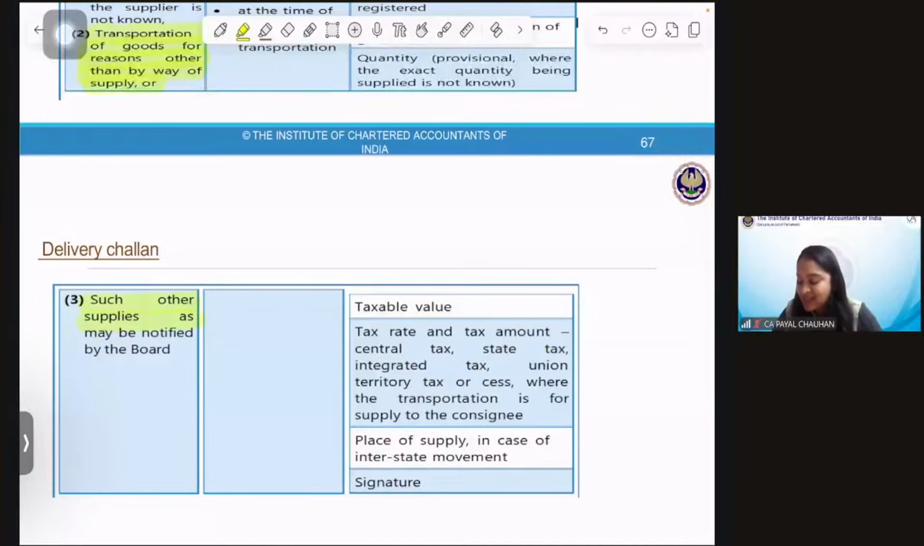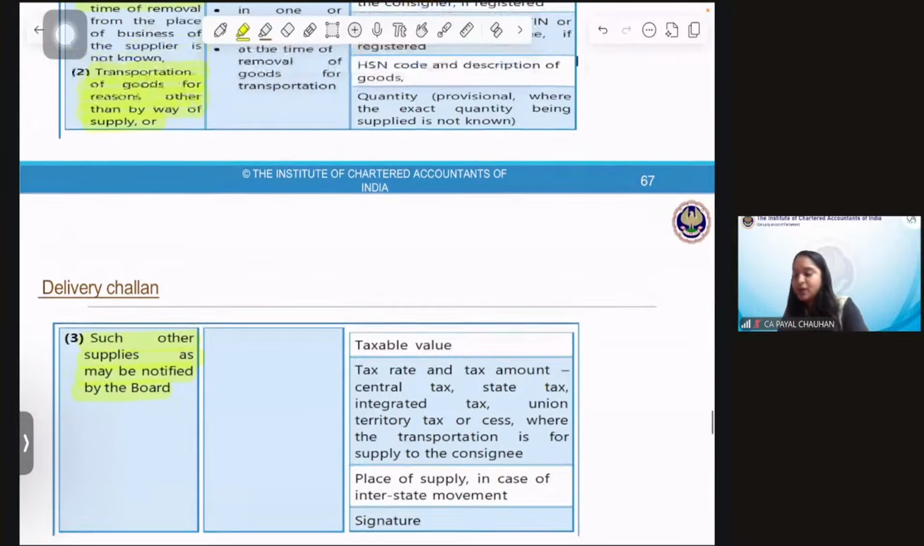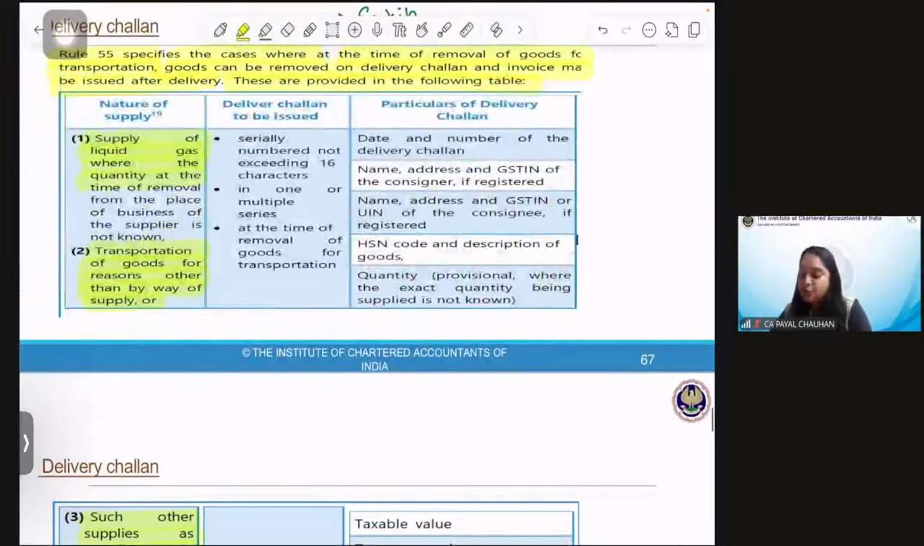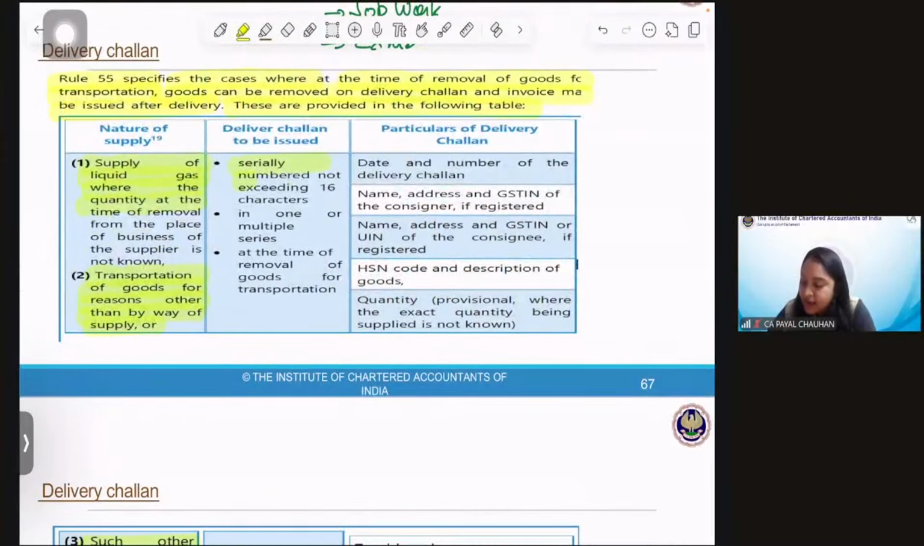Such other supplies as may be notified by the Board. Okay, some other examples also. Now we'll see the delivery challan to be issued. Serial number not exceeding 16 characters. Okay, who is going to tell me?